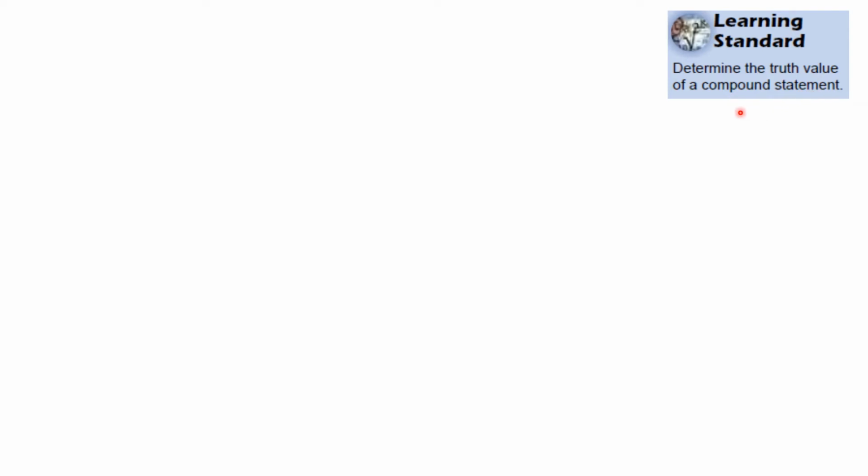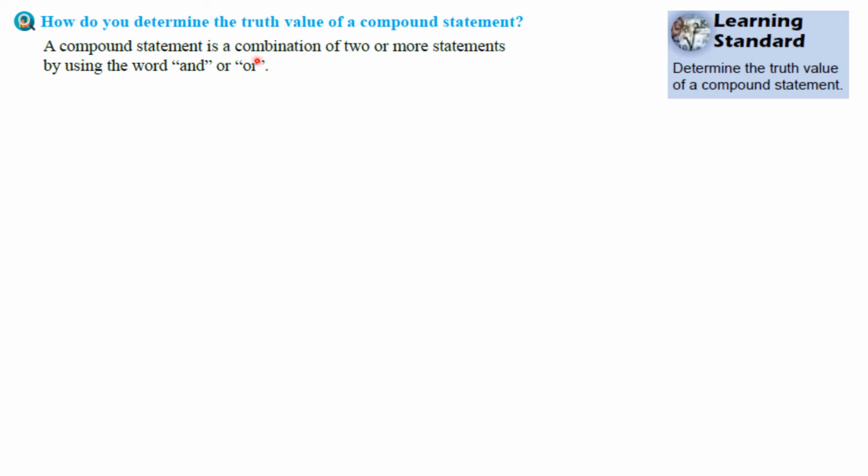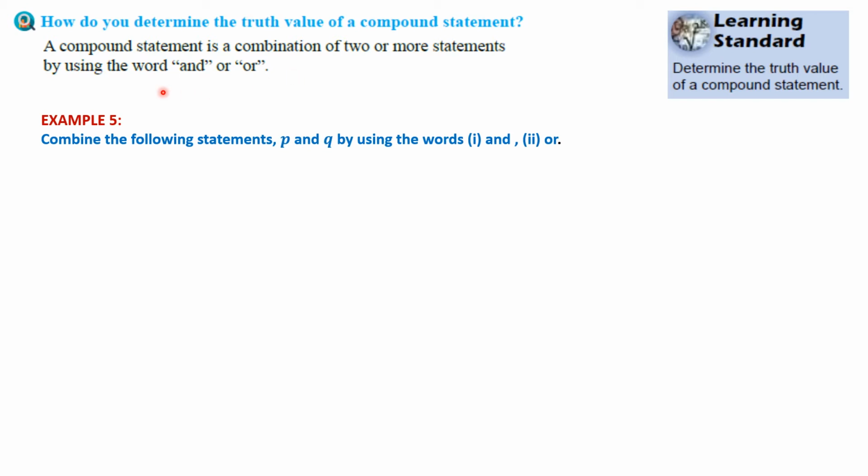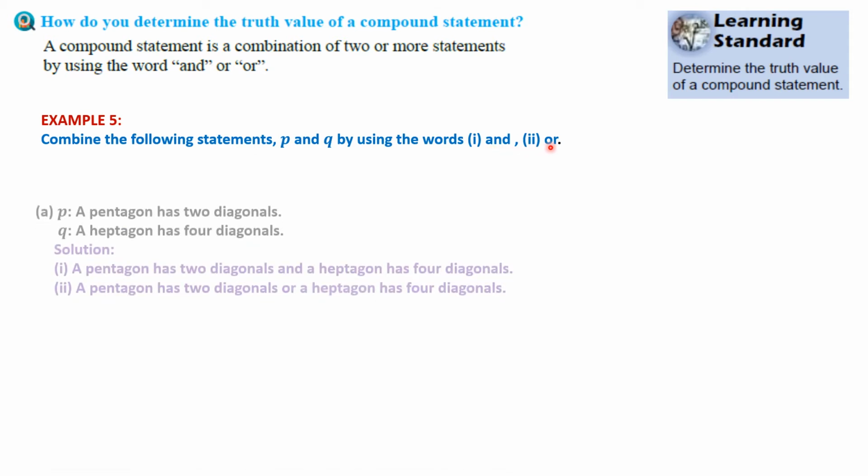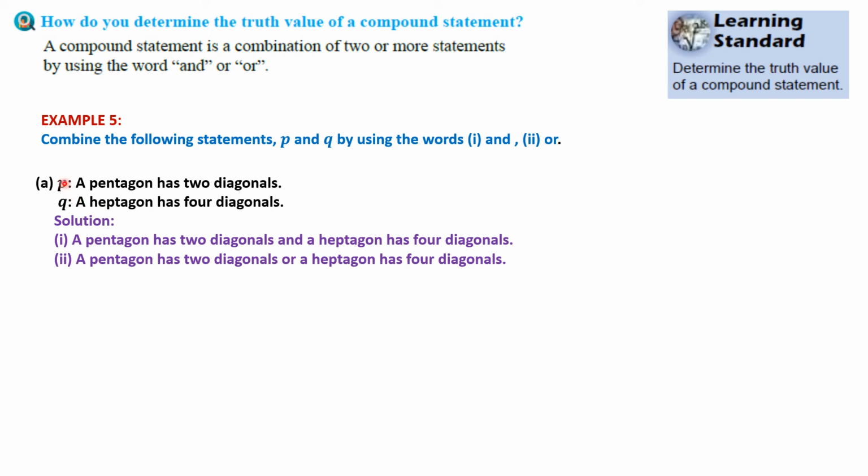The learning standard number 3 is determine the truth value of a compound statement. How do you determine the truth value of a compound statement? A compound statement is a combination of two or more statements by using the word and or or. We look at example 5. Combine the following statements P and Q by using the word and, and also or.